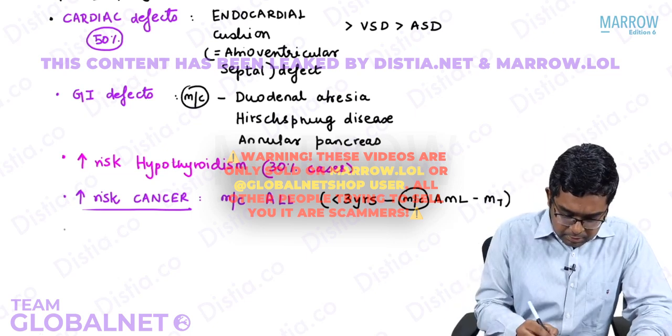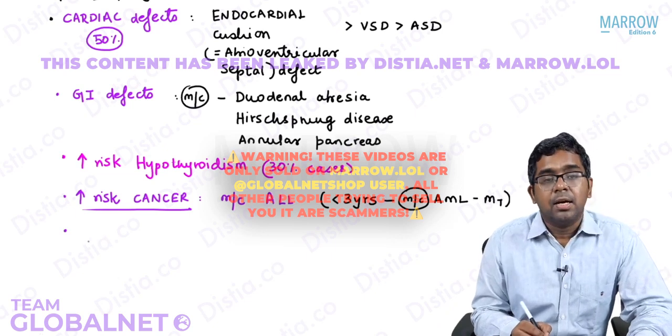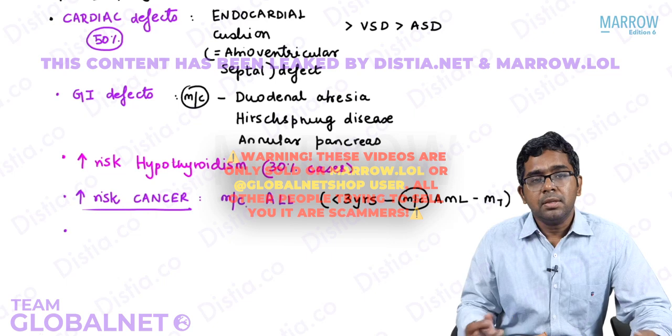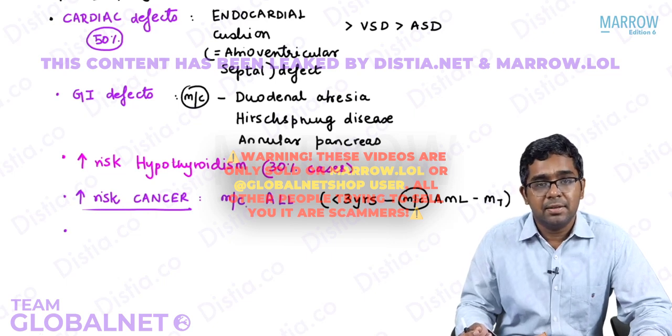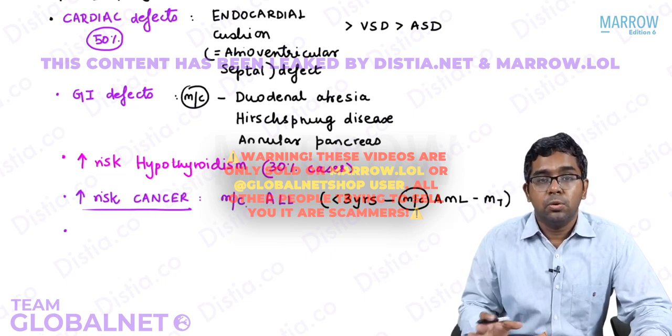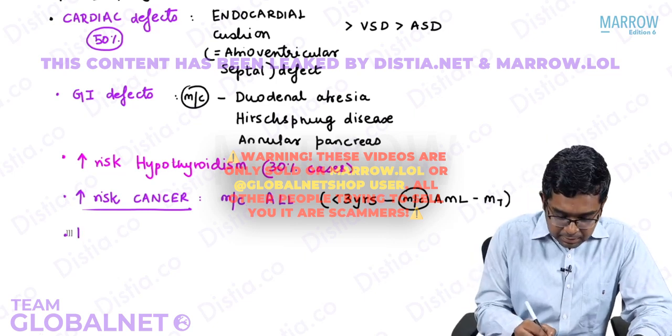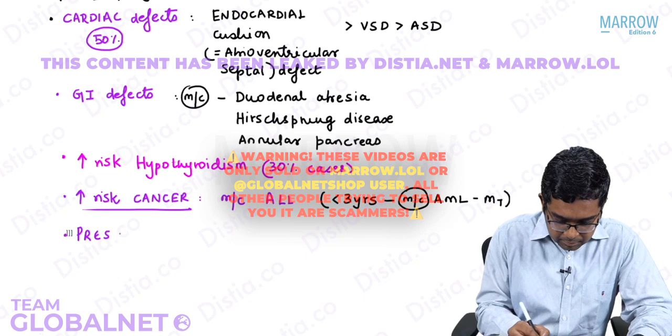Okay, right. The next important point is that these children have a risk of developing Alzheimer's disease. We all know Alzheimer's disease is a senile disease which is associated with old age. But these children have pre-senile Alzheimer's disease. Pre-senile Alzheimer's disease.